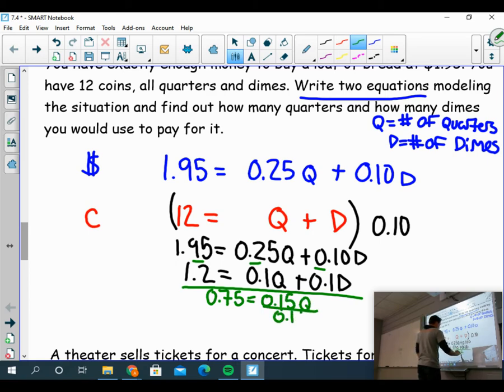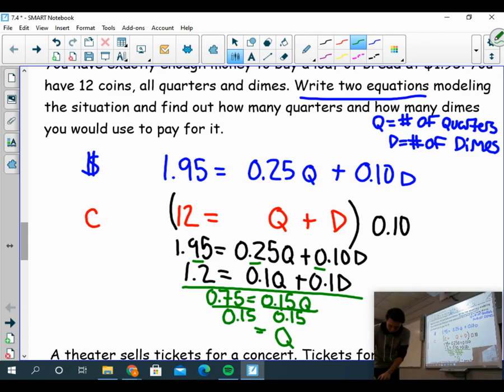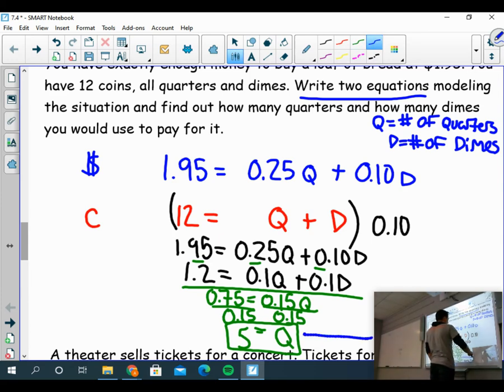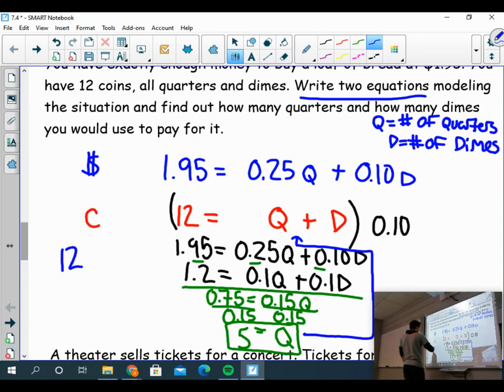Divide both sides by 0.15. And I find that Q equals 5. And once we have Q equals 5, we can jump back up and quickly figure out what D is, because if we have 12 equals Q plus D and we know Q is 5, by a little bit of algebra or some mental math, we can quickly find that D equals 7.